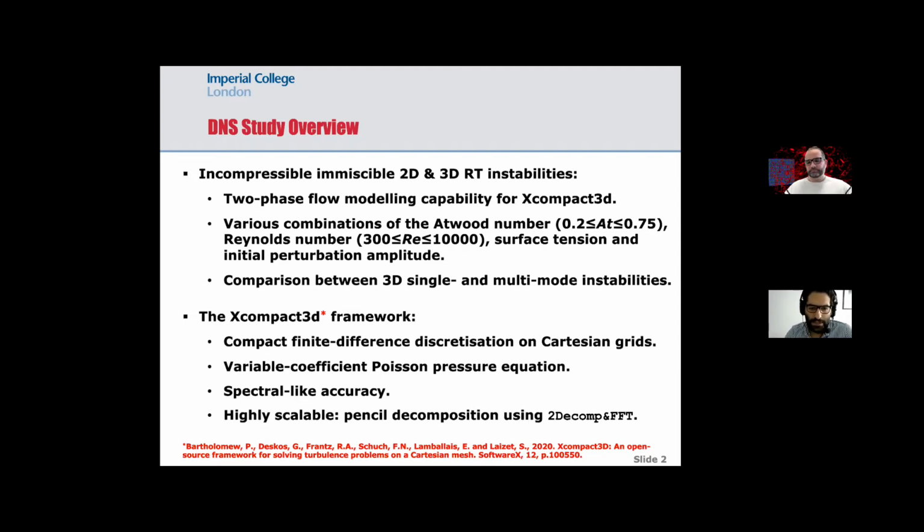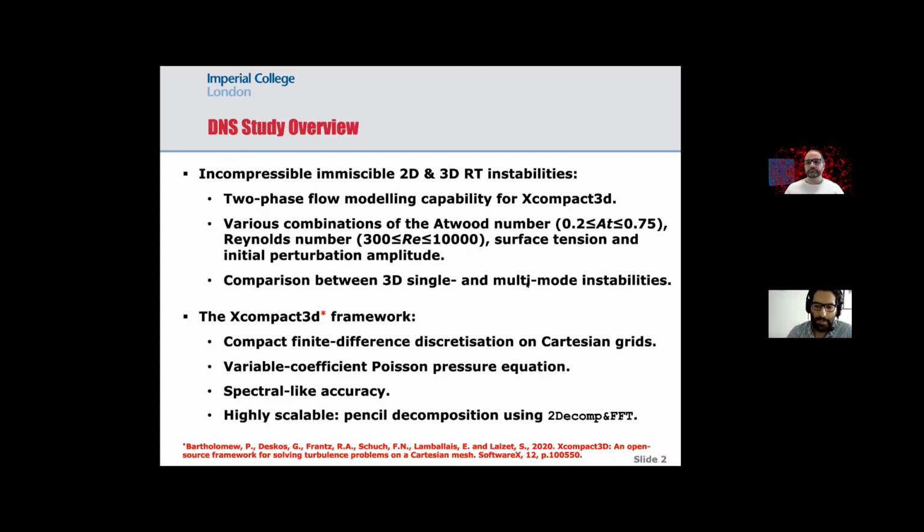Regarding the Xcompact3D framework, as many of you are familiar with, it has a high order compact finite difference discretization scheme for Cartesian grids. Here we are using a variable coefficient Poisson pressure equation in order to deal with the pressure-velocity coupling, which gives us a spectral-like accuracy. And the framework is highly scalable because of its very efficient 2D or pencil decomposition based on the 2DECOMP&FFT library.